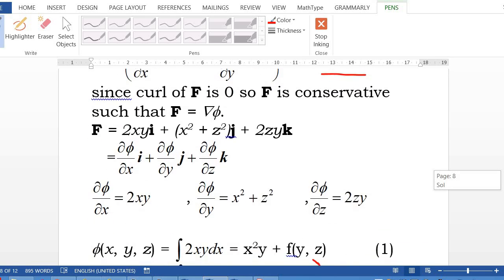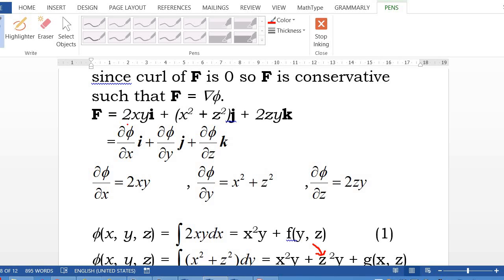If f is conservative, then there exists a potential function phi such that f equals del phi. So you let f equal del phi, which is del phi del x i plus del phi del y j plus del phi del z k. So you compare component i with i, j with j, k with k. Component i, del phi del x equals 2xy. Component j, del phi del y equals x squared plus z squared. Component k, del phi del z equals 2zy.